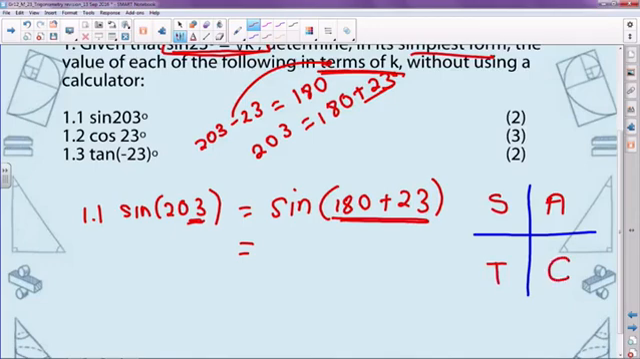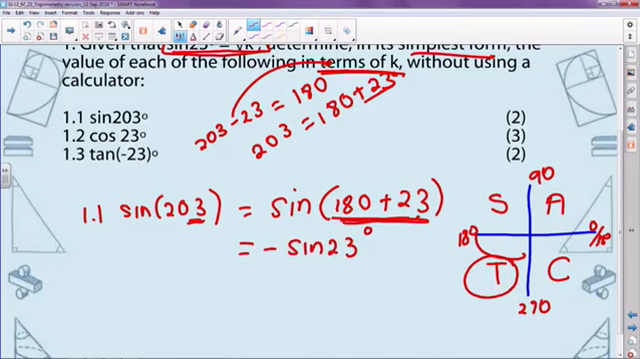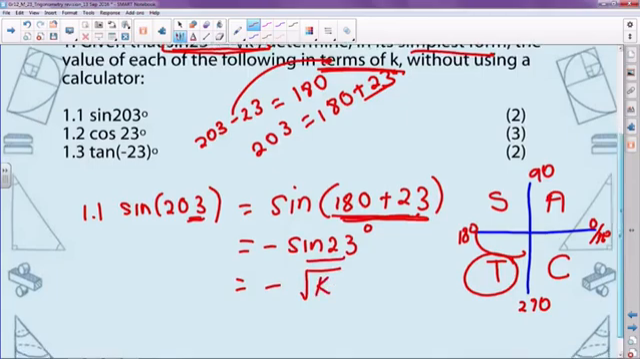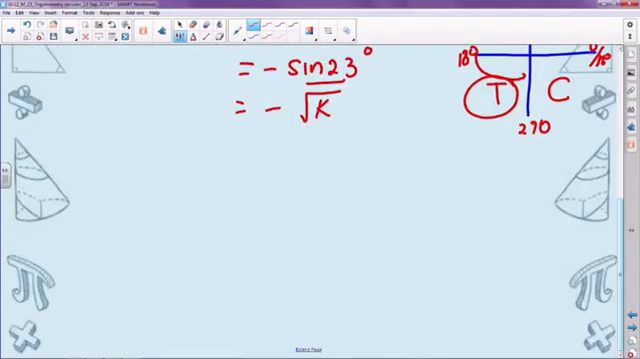Now we know that in the first quadrant all the angles are acute, meaning that they are less than 90 degrees. And so if I'm looking for an angle 180 plus 23, that's going to fall into the third quadrant, and only tan is positive there. So therefore, sine of 180 plus 23 degrees will be negative sine 23. And we know that sine of 23 had a value of square root k. Okay, so the first one should have been relatively simple for most of you.